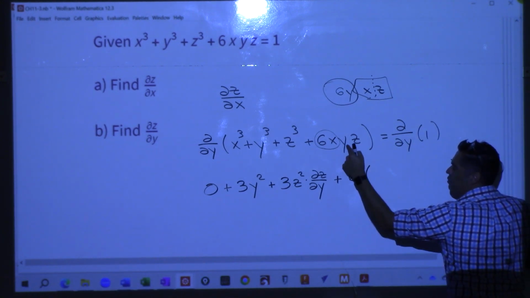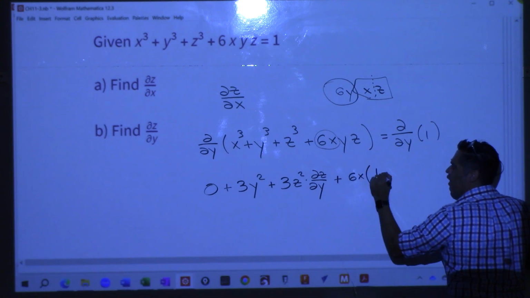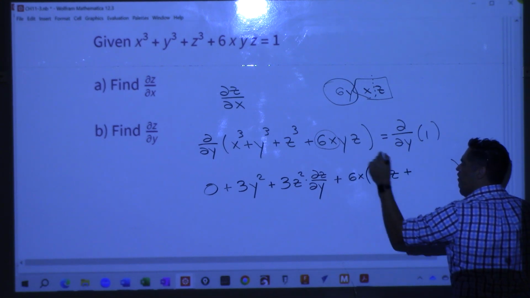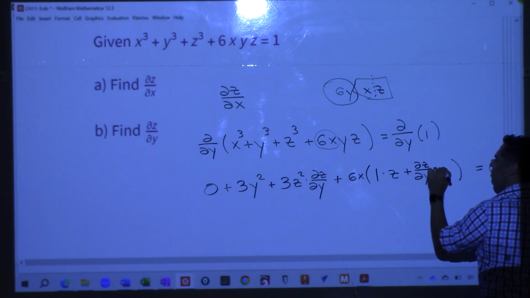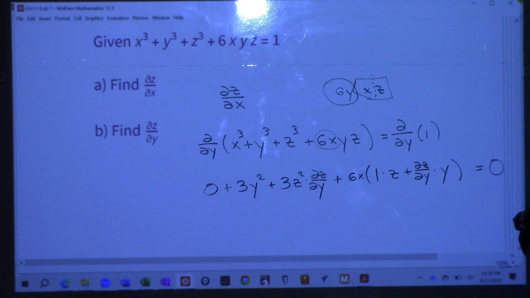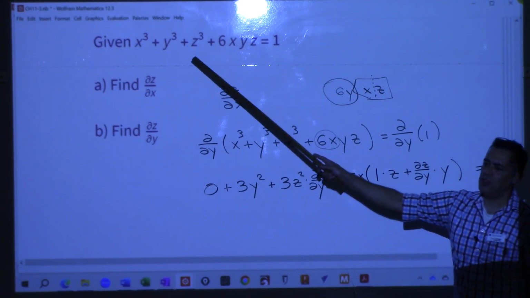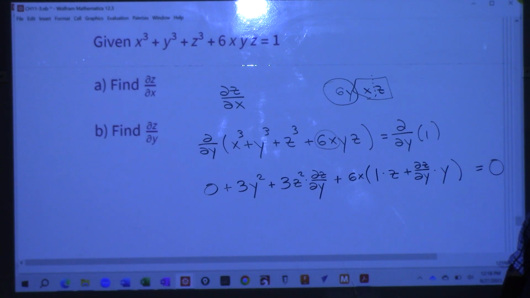Derivative of y with respect to y, 1 times z, plus derivative of z with respect to y, partial z with respect to y, times y. All right, I hope that all makes sense. The second one is saying if we take that equation, fix the x, and then nudge the y just a little bit, it'll give us the rate of change of z.